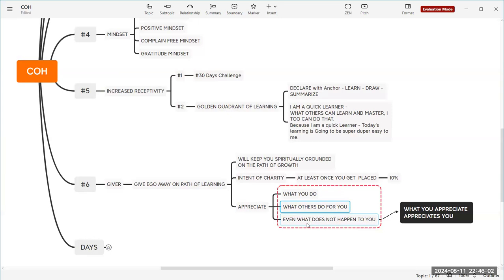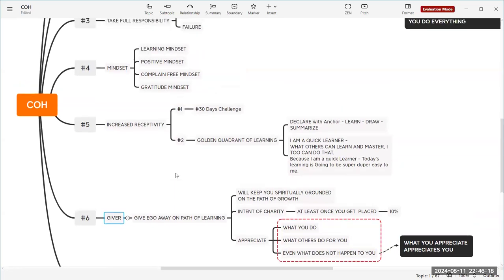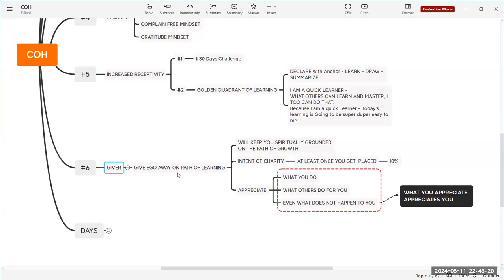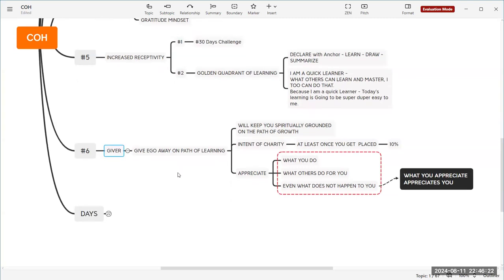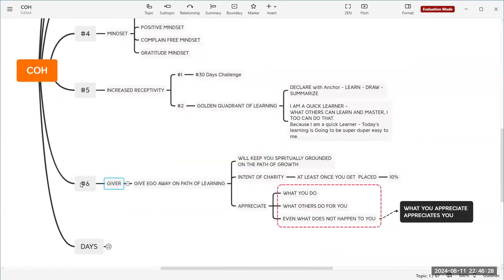And even if it does not immediately show the result in terms of reciprocation, continue to do so, because this is the universal law that says that what you appreciate appreciates you back. Okay. And remember, you need to be really, really a giver, because when it comes to learning and accomplishing any dream or any goal, it is really required to follow these as a part of the ground rules.